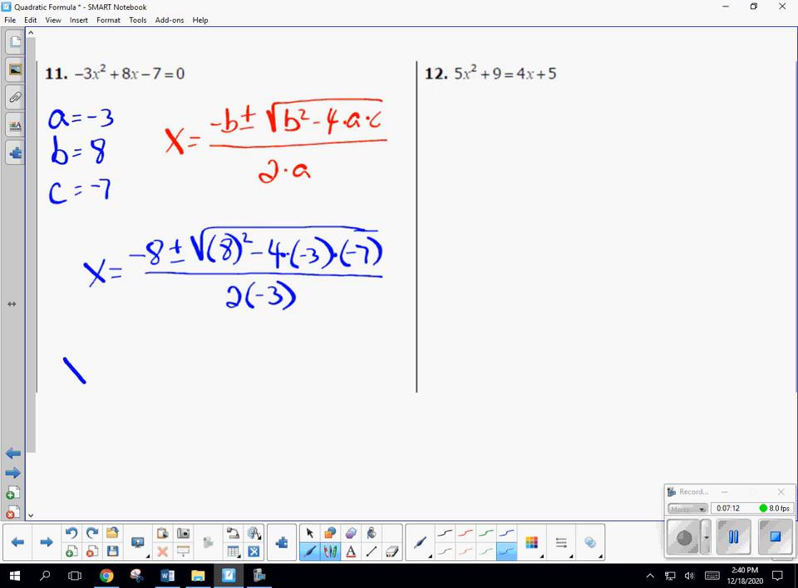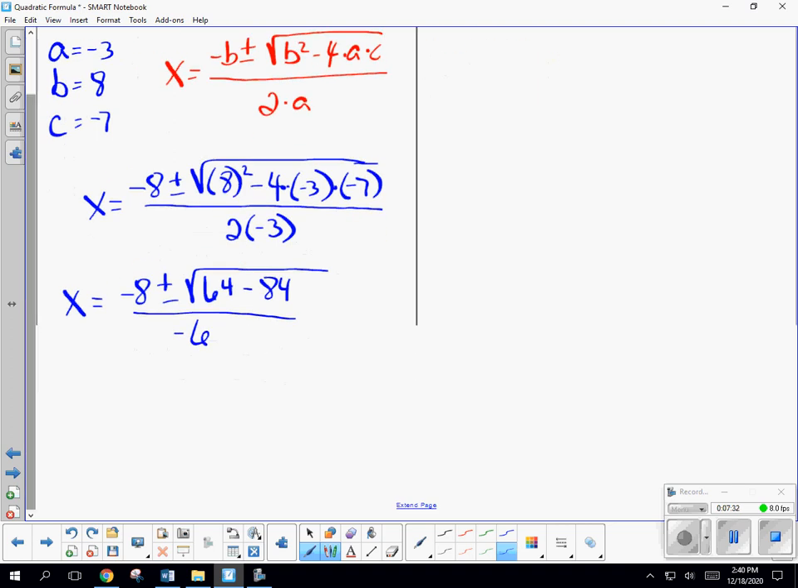Okay, let's start to simplify. X equals negative 8 plus or minus 8 squared is 64. You have negative 4 times negative 3 times negative 7, which is minus 84. And all of that is divided by a negative 6. Continuing to simplify here, we have x equals negative 8 plus or minus the square root. 64 minus 84 is negative 20. And that's going to be divided by negative 6.